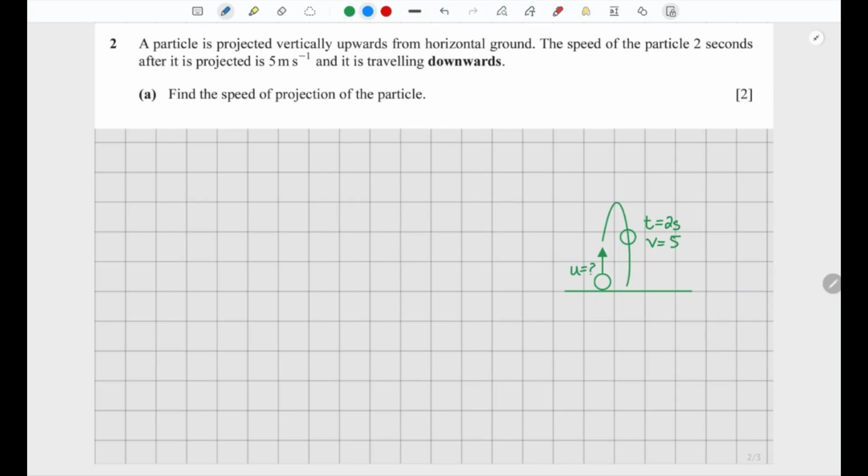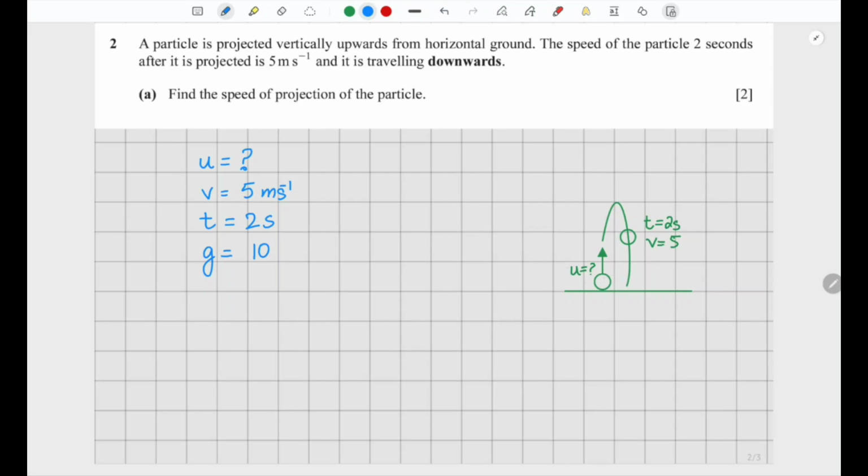So let's write down the given things. u is what you need to find, v is 5, time is 2 seconds, and the last thing that we would be needing will be acceleration. As the body is in free fall, the acceleration will be due to gravity. So g is going to be 10 or minus 10. Let's look into how we will decide.